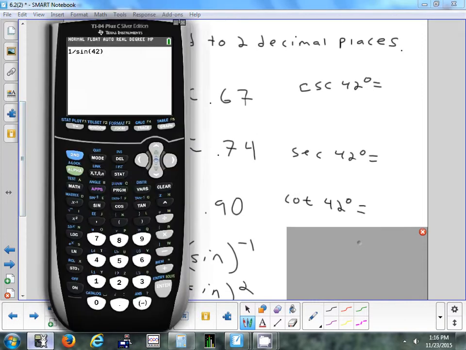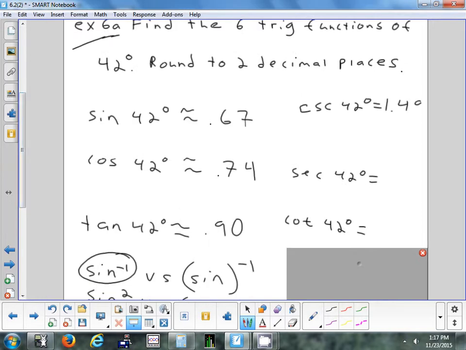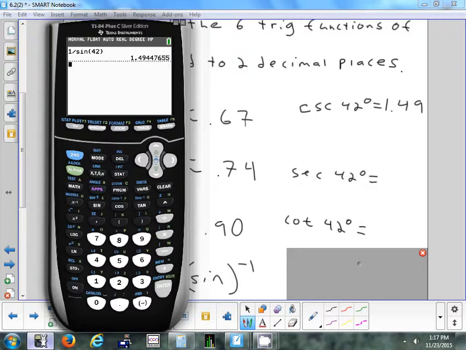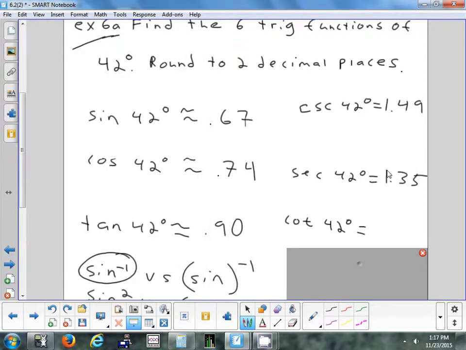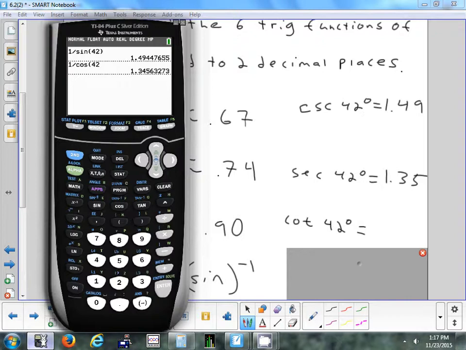All right, so the reason I didn't type in 1 over 0.67 is because that's rounded. Okay, always just go back to the original, and you should get about 1.49. Okay, how about secant 42? How would I type that in? 1 divided by cosine 42, so 1.35. And lastly, cotangent 42. 1 divided by tangent 42, 1.11.